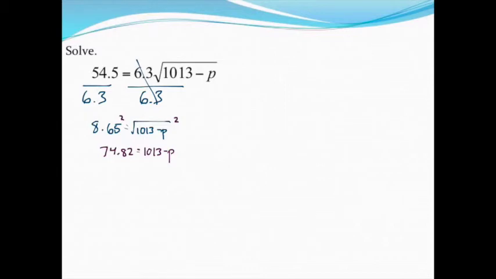So I'll subtract 1013 from both sides, leaving me negative 938.18 equal to negative p, and if I divide both sides by negative 1, or if I just change my signs, I end up with positive p is equal to positive 938.18. Now I should check this one as well, and I'll leave you guys to do that on your own.